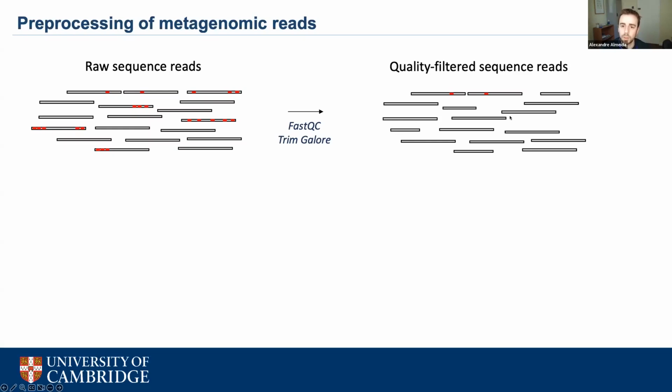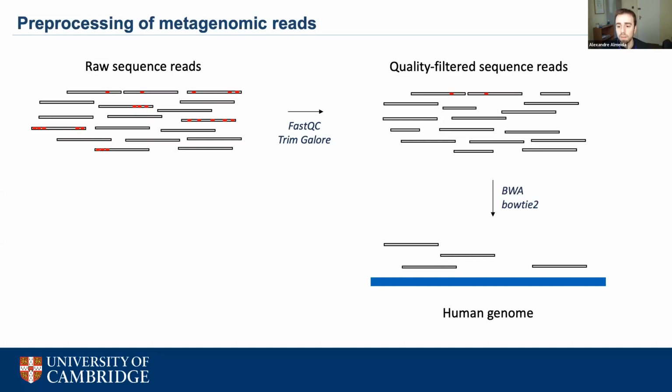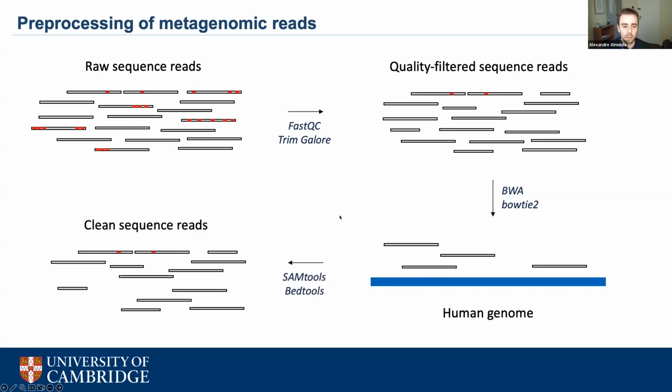Once you have your quality-filtered reads, particularly in human microbiome studies, the next thing you want to do is remove any possible human contamination. You can do this with typical mapping approaches, using tools like BWA or Bowtie, where you map the sequence reads to a template of the human genome. Then you fish out everything that did not map to the human genome. Those would theoretically be your microbial sequences. You can do this with tools like SAMtools or BEDtools to extract clean sequence reads, and these are the ones you're going to be working with in your study.